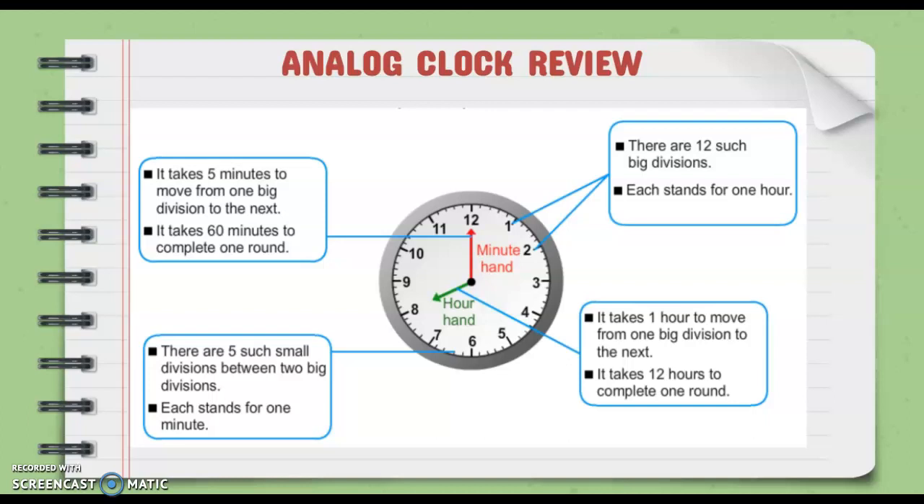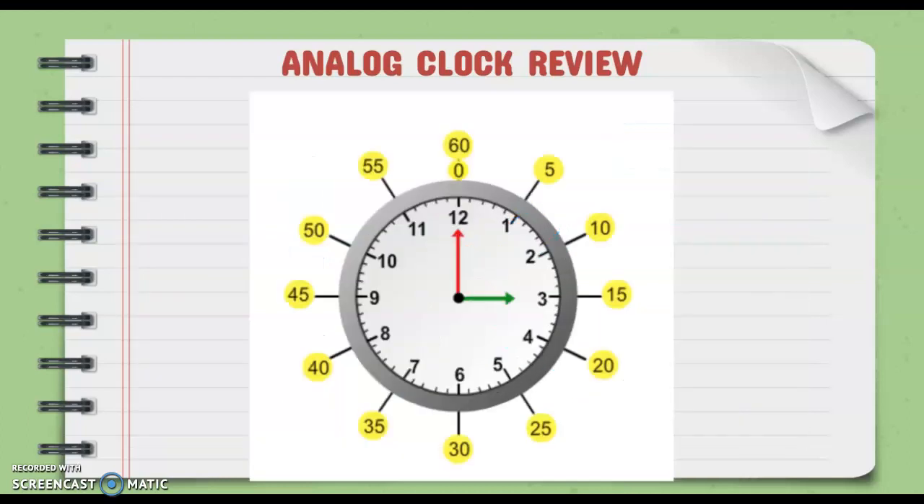I know a lot of times people use digital clocks now, however, it is important that you can read an analog clock. So just some reminders, the little hand is your hour hand, and the long hand is your minute hand. So remember, each hour number represents 5 minutes. So let's go ahead and take a look at that.